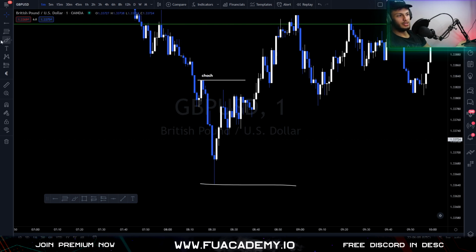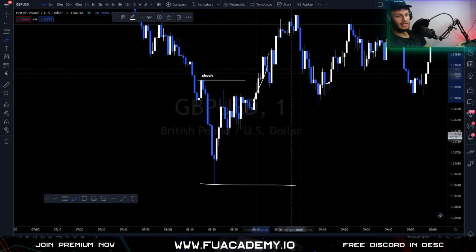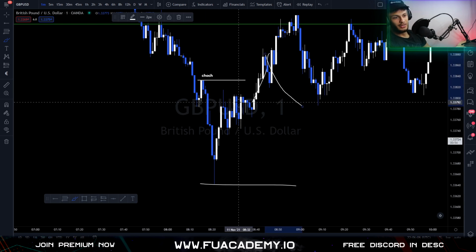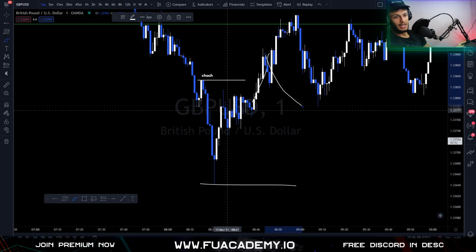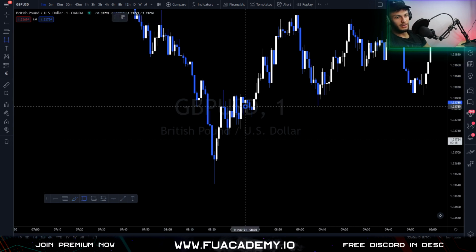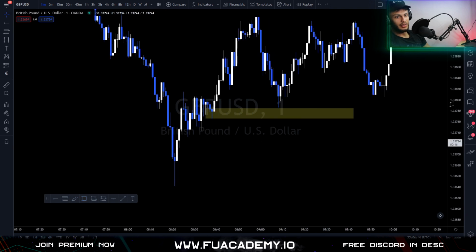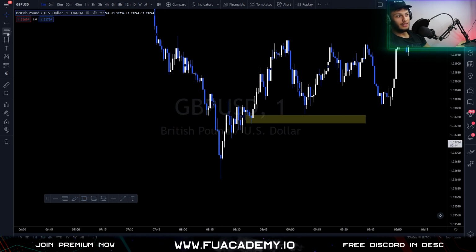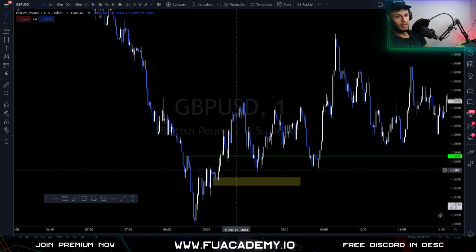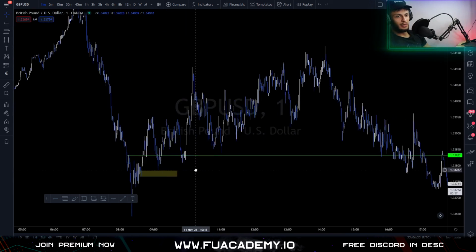And then as usual, you wait for a retrace after you get the break, after you get that change of character right here. You wait for a retracement back down to an institutional candle, and you have that right here. And this is where you could have bought GBPUSD. So you see this institutional candle that we have on the 1 minute after we got that change of character right here, and you could have bought right there, and that was a beautiful trade.